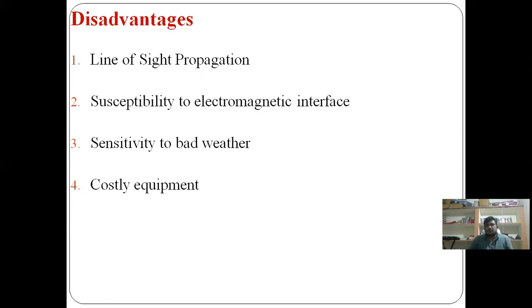Sensitivity to bad weather: the best example is that whenever it is cloudy or rainy outside, your TV signal stops. The signal is scrambled because the signal comes from space and is connected through the clouds. Because of bad weather, the signal will be corrupted or scrambled. And finally, microwave devices are costly.